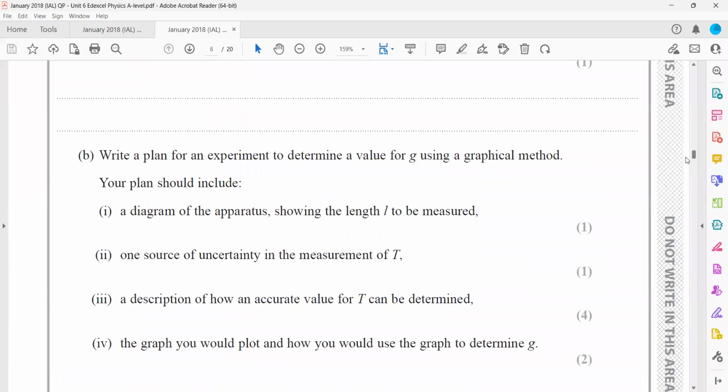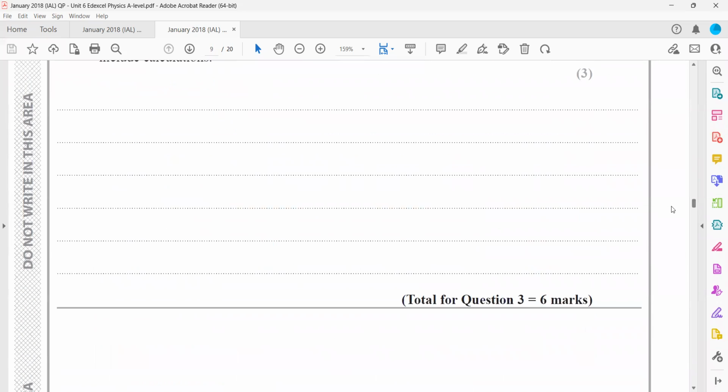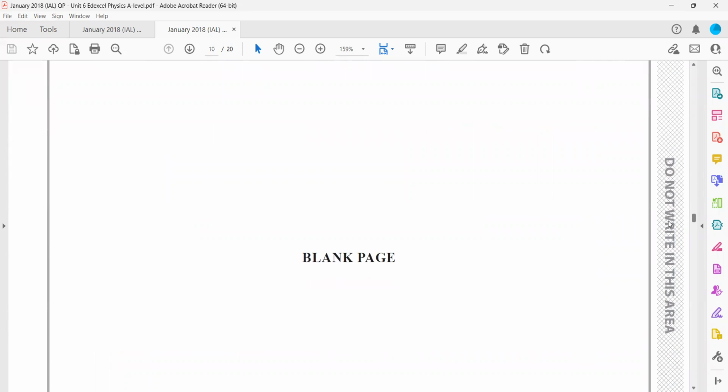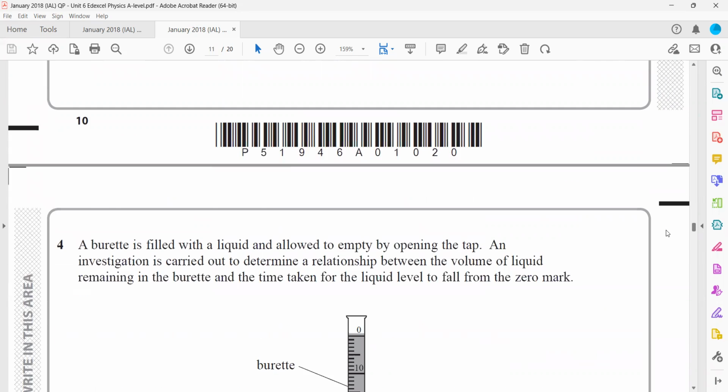2018, Unit 6. We did the first two questions, so I will solve the remaining questions 3 and 4, and then I'll discuss the doubts from Unit 4.